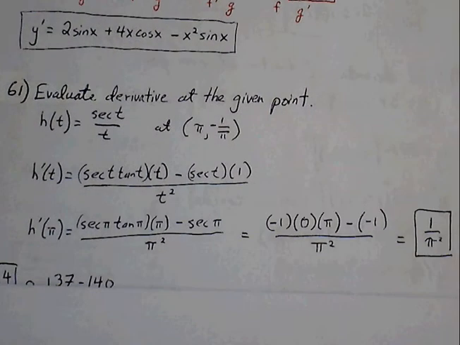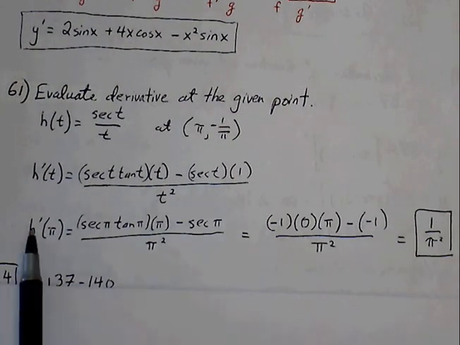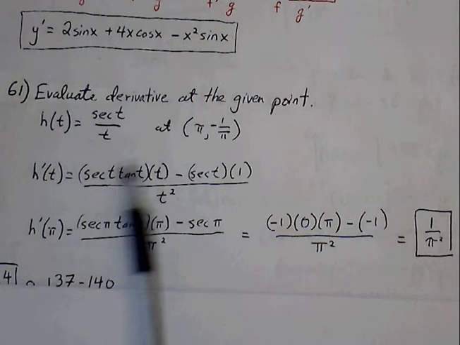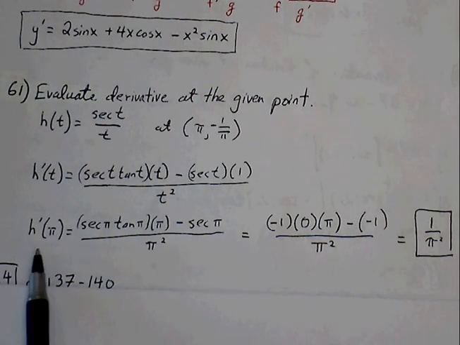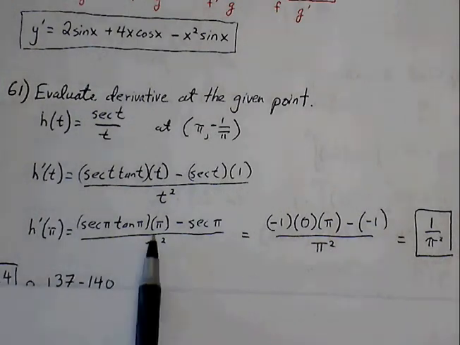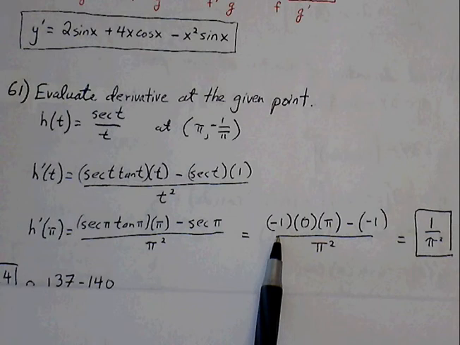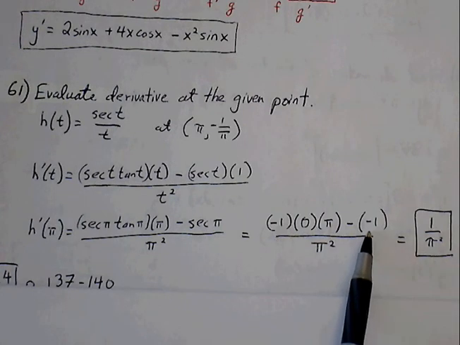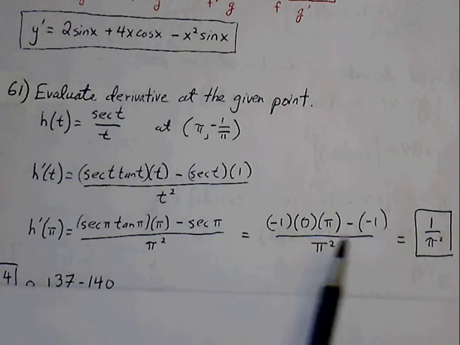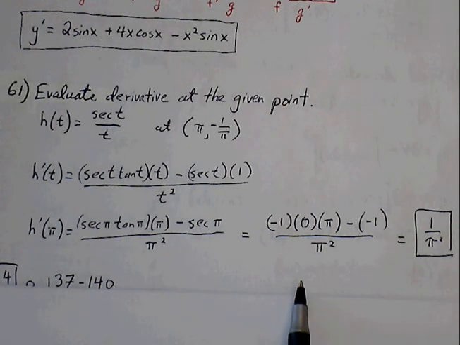Okay. Once we have our derivative, then we can just evaluate the derivative by plugging in pi. So h prime of pi, secant pi tangent pi times pi minus secant pi over pi squared. Secant of pi is negative 1, tangent of pi is 0, and then secant of pi again is negative 1. So two negatives cancel out to be positive. So we're going to get 0 plus 1, which is 1, over pi squared.